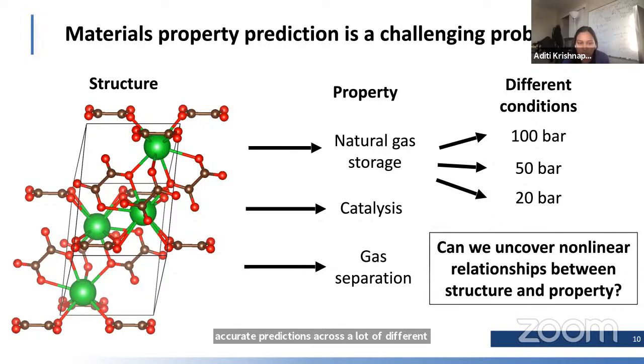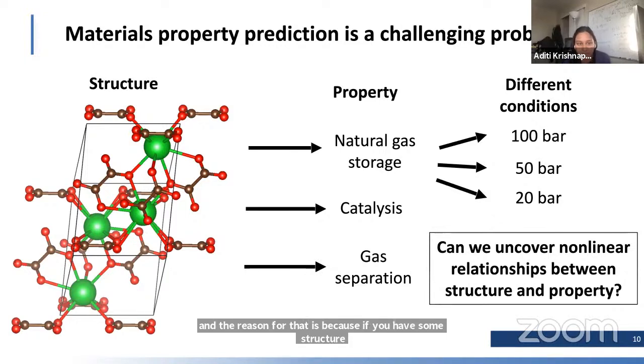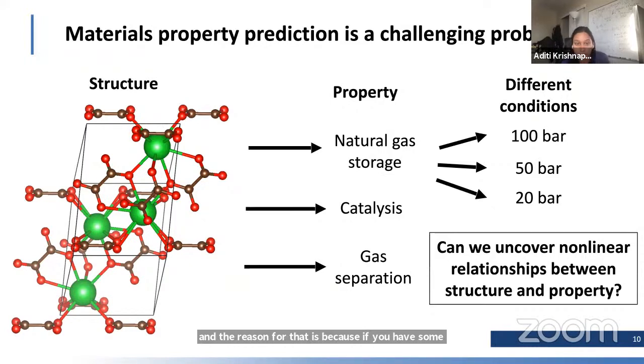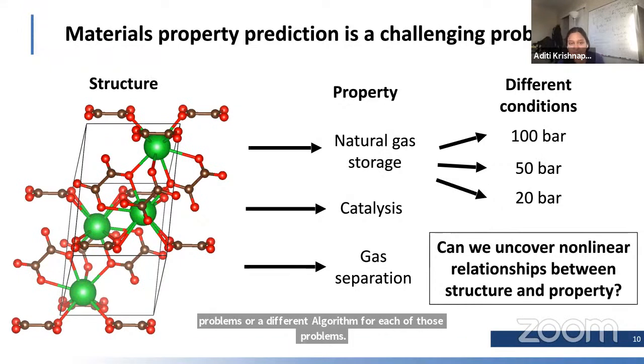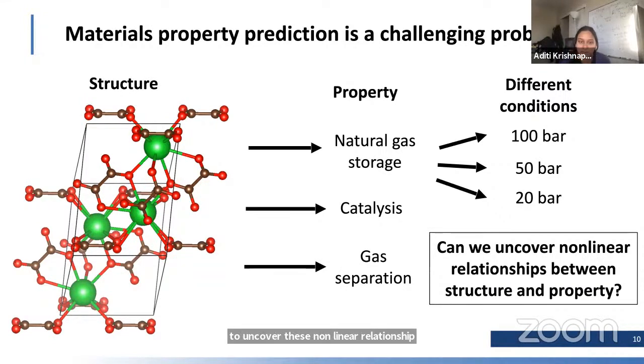And the reason for that is because if you have some structure, maybe it has a lot of different properties that come out of that structure, and maybe you want to predict those properties at a lot of different conditions. And so it would be extremely time-consuming to construct a different set of features for each of those problems, or a different algorithm for each of those problems. And even getting those to an accurate state is also difficult. And so I think being able to uncover these nonlinear relationships and actually be able to use one model for all of these tasks is really something that I think a lot of people are very interested in. And it's really one of the things that I think would accelerate the field.